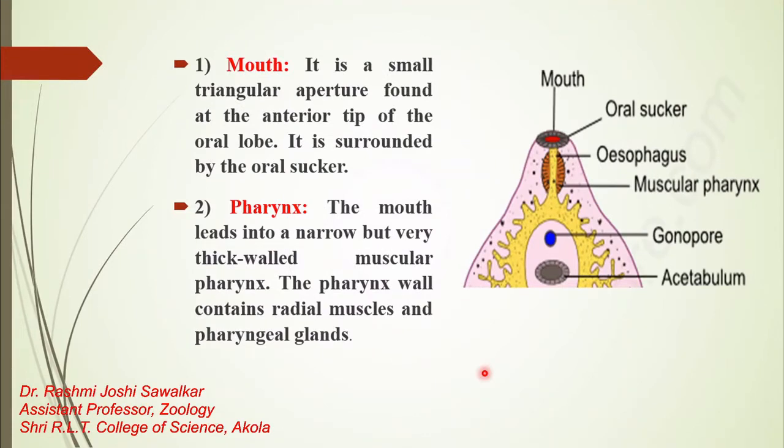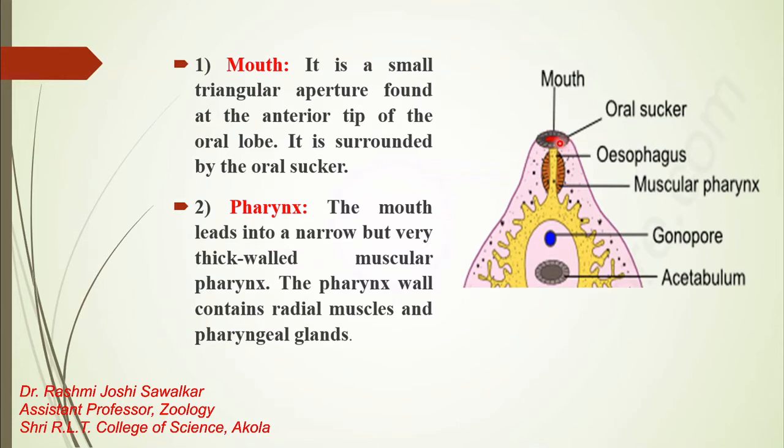The first part of the digestive system is the mouth. Friends, see the diagram on the right side. Mouth: it is a small triangular aperture found at the anterior tip of the oral lobe. It is present at the anterior tip of the body of Fasciola hepatica, and this triangular opening or mouth is surrounded by the oral sucker.